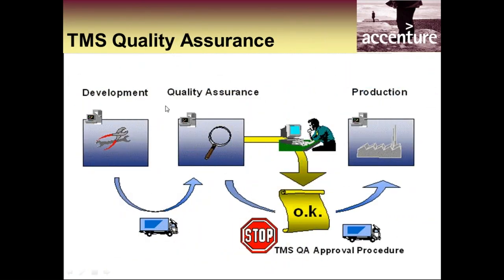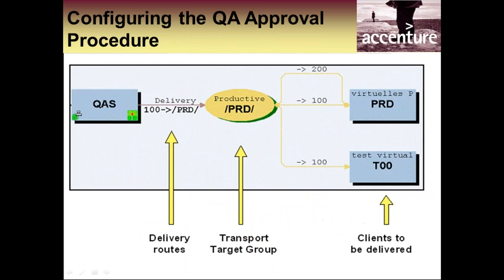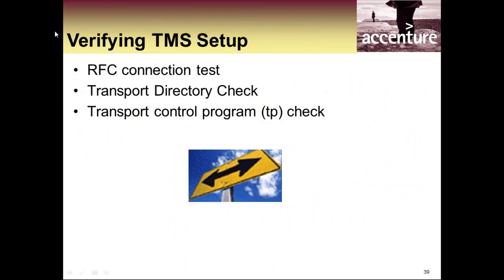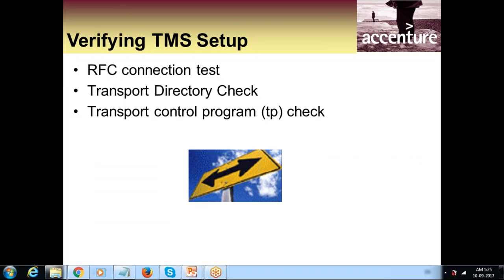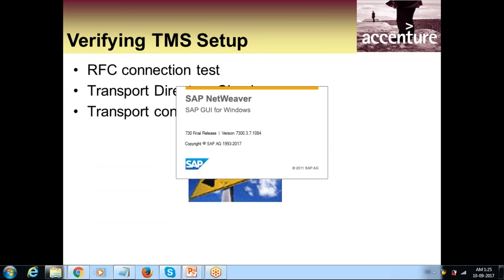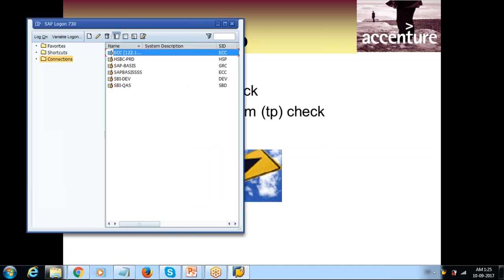Again, CTS, now see here, quality assurance. Suppose you want to go from development to quality. Once development is done, then go for quality assurance, then go for production. Once production is done, again the same. Again, how to check whether the TMS is configured successfully or not? Looking at the diagram is very nice, but when you go for the practical session, how do we say the TMS is configured successfully or not?